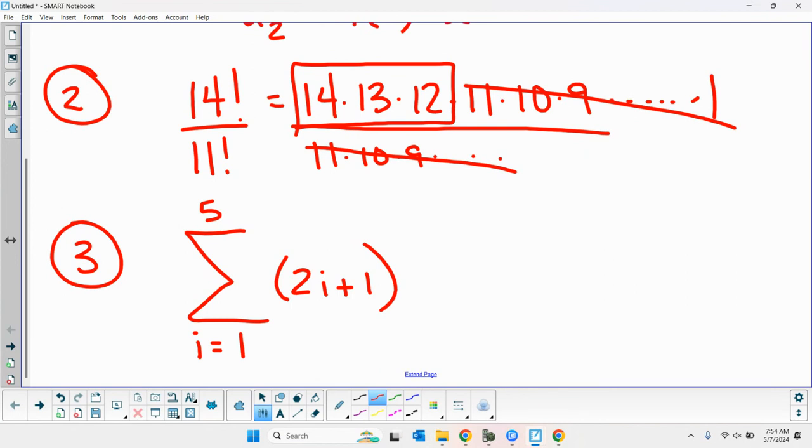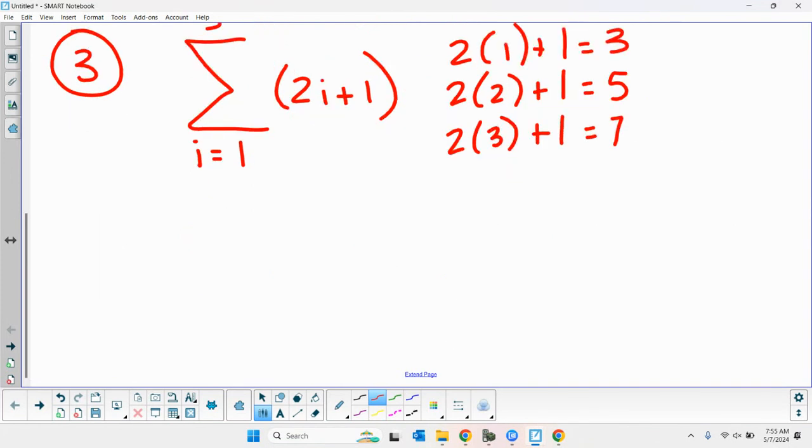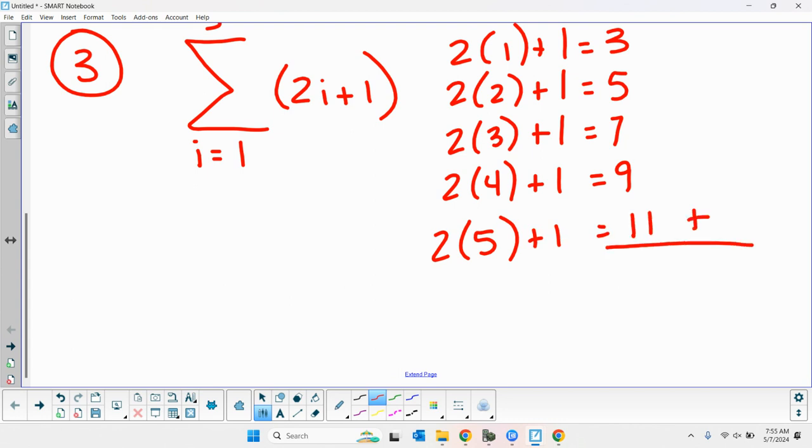So you have 5 answers, but then you have to do what? Different from the first one. You have to add all the numbers up. That is what it's telling us to do. Okay? So you're supposed to do 2 times 1 is 2 plus 1 equals 3. 2 times 2 is 4 plus 1 is 5. 2 times 3 is 6 plus 1 is 7. 2 times 4 is 8 plus 1 is 9. And 2 times 5 is 10 plus 1 is 11. And then you're supposed to add all those up.